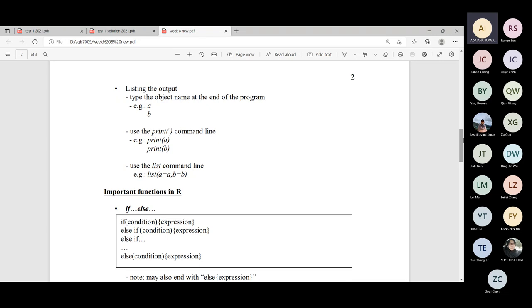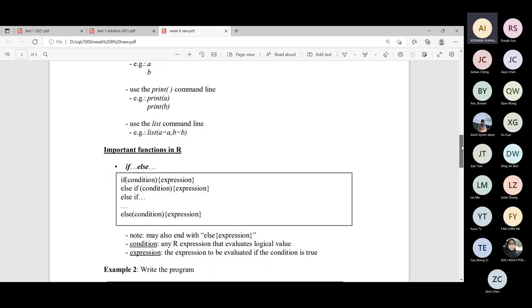So you can use the list. If you use the list, then they will give you the result for A and B together. Sometimes they have problems like that. I don't know for R. So anyway, that is a basic one.